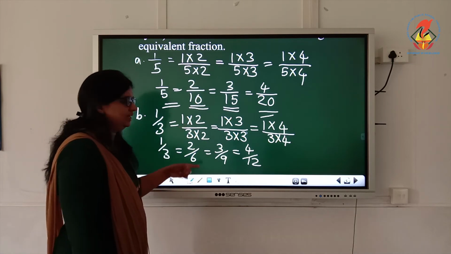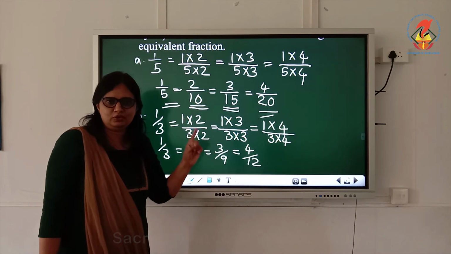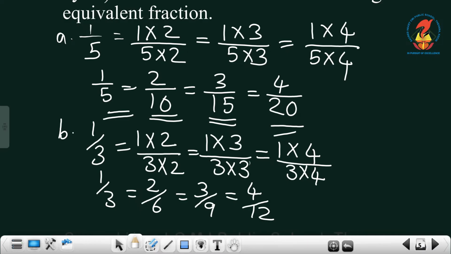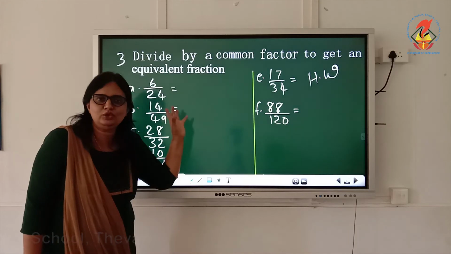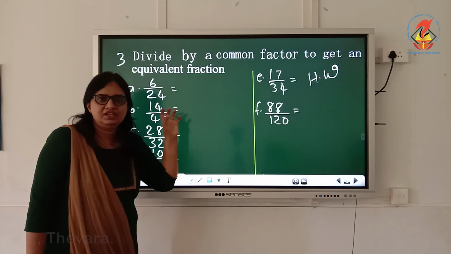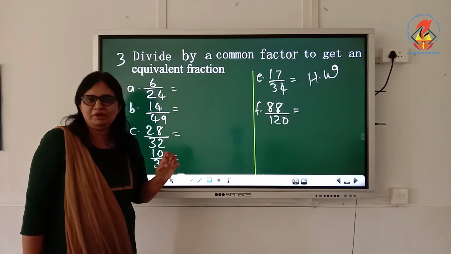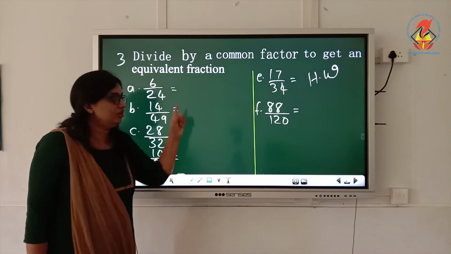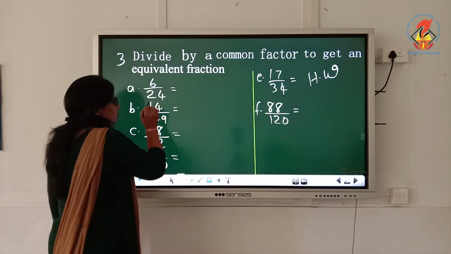Here we follow the rule. Which rule only we follow here? First rule, right? And the next one is second method only, right? Divide by a common factor to get an equivalent fraction. Here we need to use second method, divide the numerator and denominator by the common factor, the same number, you will get what? The equivalent fraction. Here 6 by 24.